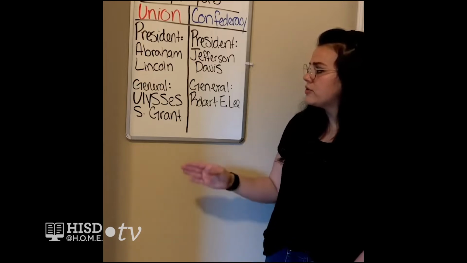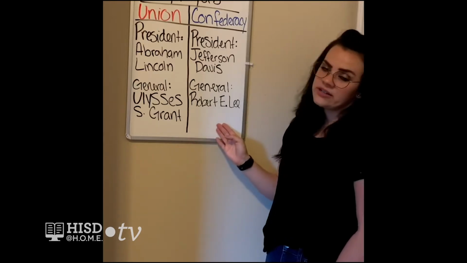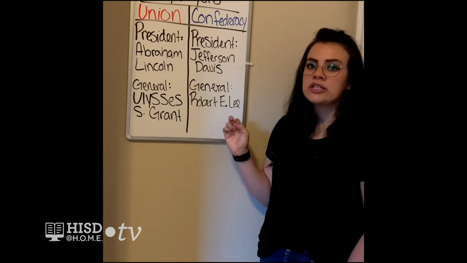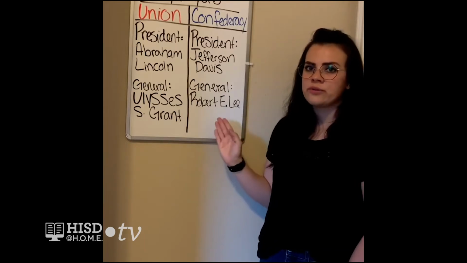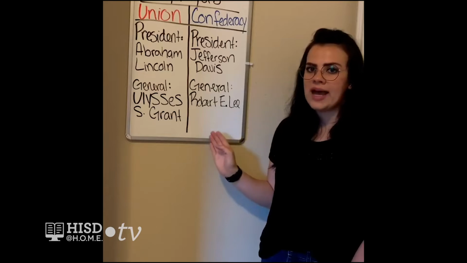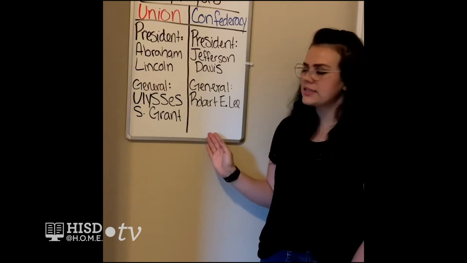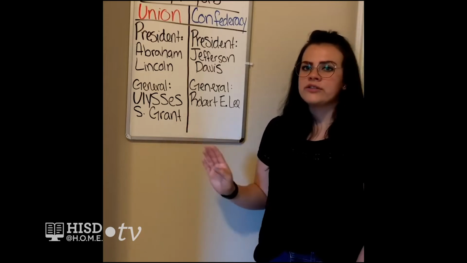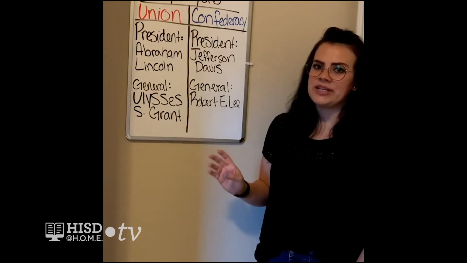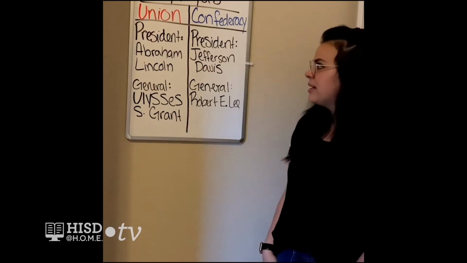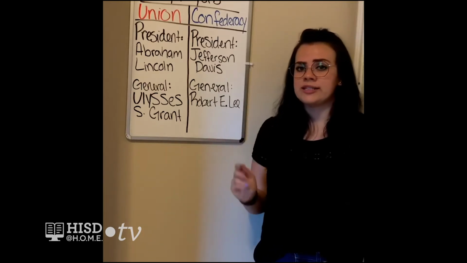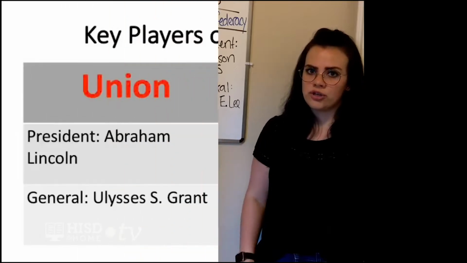And then we move to our generals. On the Confederacy side, we have Robert E. Lee. He is a very good general for the Confederacy to have. He has a lot of experience. And then we have Ulysses S. Grant, who is also very experienced and ends up being a very good general too. So these are our key players during the Civil War as far as leadership positions go.